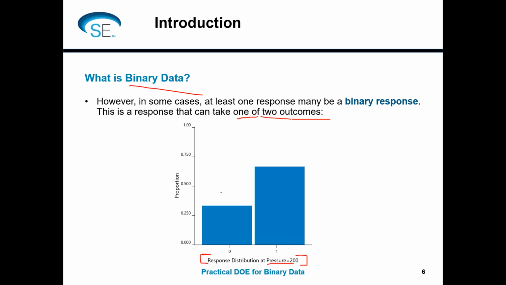Then I can make a histogram of the response distribution, which looks something like this, where roughly 2/3 of the time I should observe a 1 when I set the pressure to 200, and about 1/3 of the time I should observe a 0. Now, we say 0 and 1 here, but this could be anything. It could be yes, no, pass, fail, blue, green, whatever. But typically the convention is to use 0 and 1 to denote the two possible outcomes, where usually 1 is the outcome that we're interested in.